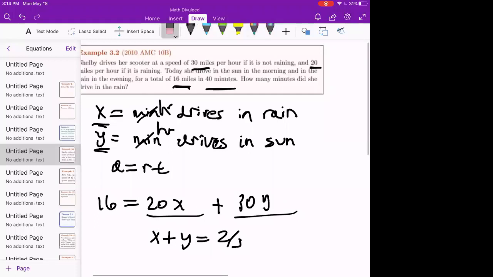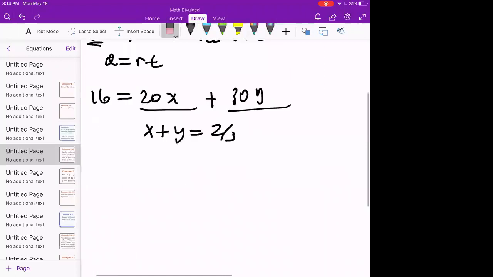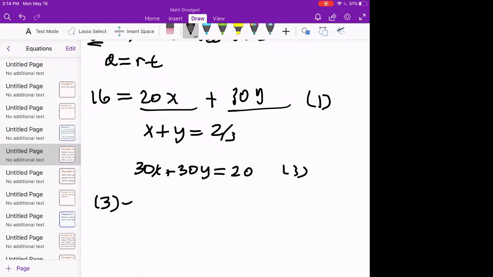Let me move over here. Or I'll just move down. I think that's better. So we have these two equations. We can multiply the second equation by, well, since we're trying to find x, let's try to eliminate y. So let's multiply the second equation by 30, which will give us 30x plus 30y is equal to 20. Now we can take this equation and subtract the first equation from it. To be clear, this is equation 3, this is equation 1. So equation 3 minus equation 1.